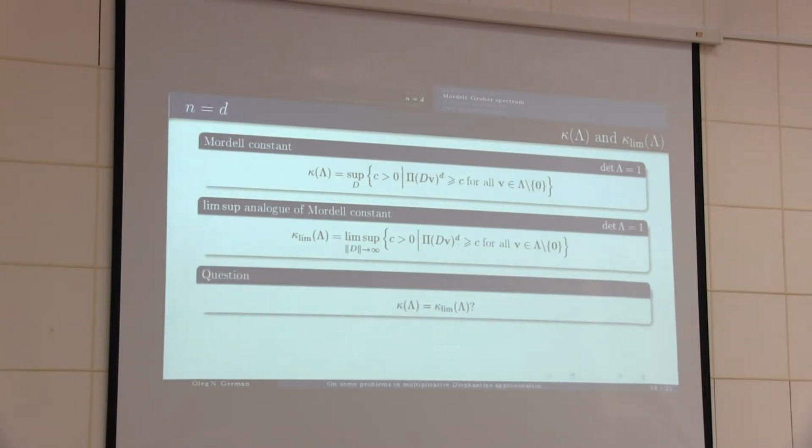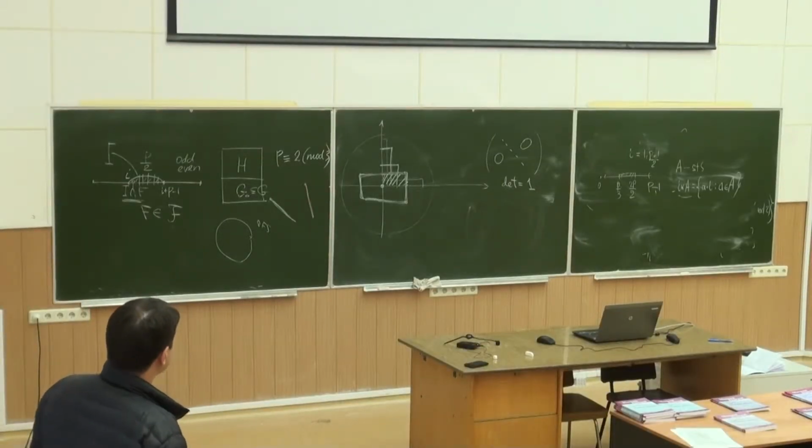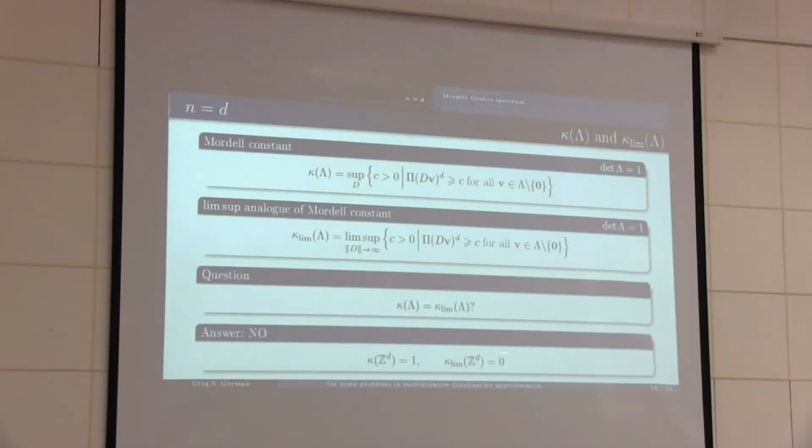And here is a question: are they the same? The answer is actually obvious. For the integer lattice, we obviously have this constant equal to 1, because the unit cube is already empty. But if we demand that our boxes should be very flat or very stretched, then they cannot be empty. So the corresponding constant will obviously be equal to 0.